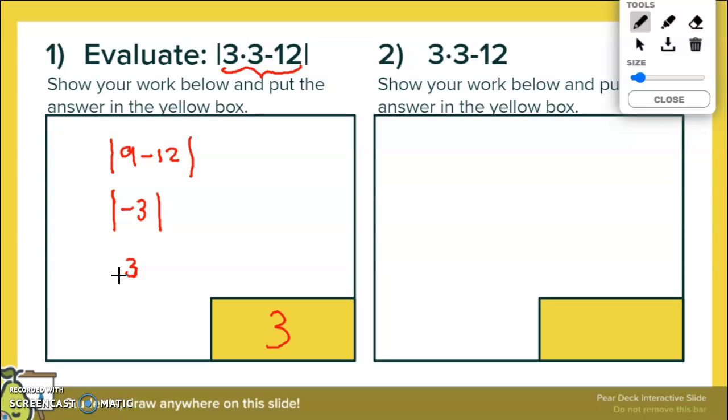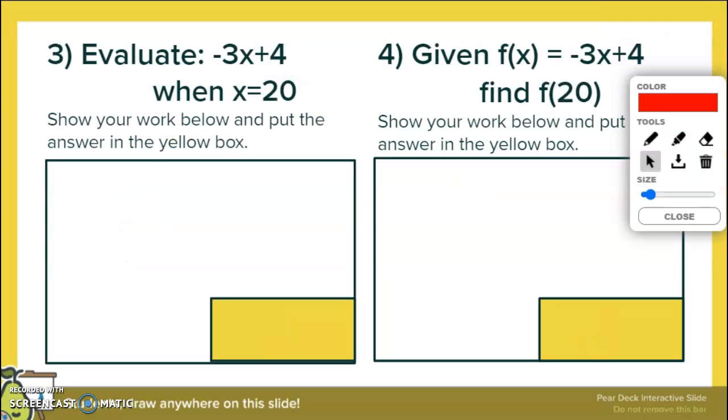In contrast, number 2 is very, very similar, except we do not have the absolute value symbol. That means you just need to evaluate from left to right. Actually, using PEMDAS, multiplication is before addition and subtraction. So 3 times 3 is 9, minus 12, and 9 minus 12 is negative 3. And so the final answer is negative 3 for this.